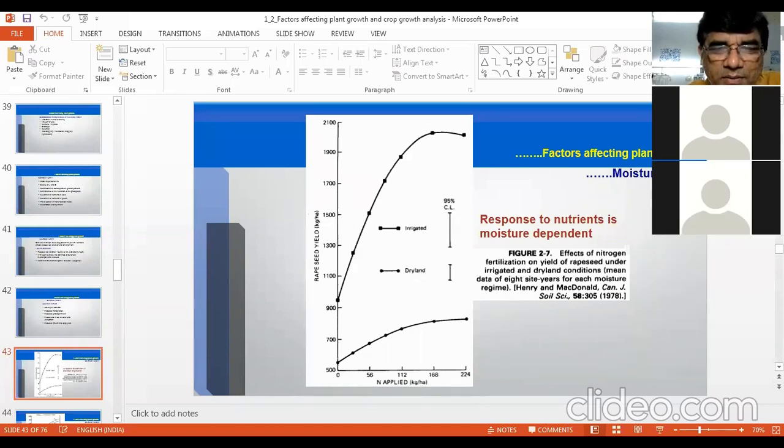Yes, sir. Due to moisture stress in dryland condition, the plant cannot utilize available nitrogen or any available fertilizer efficiently. And in case of irrigated condition, there are optimum conditions of moisture throughout the life cycle of the plant, and the plant gets optimum quantity of nutrient through the water channel.